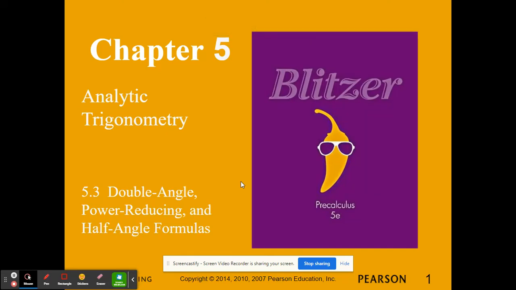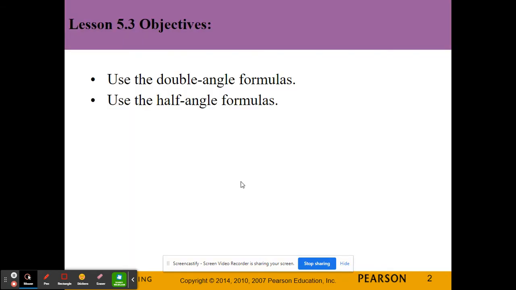All right, well, welcome to lesson 5.3. We're going to be looking at double angle and half angle formulas. So those are the two objectives that we're going to cover in this lesson.